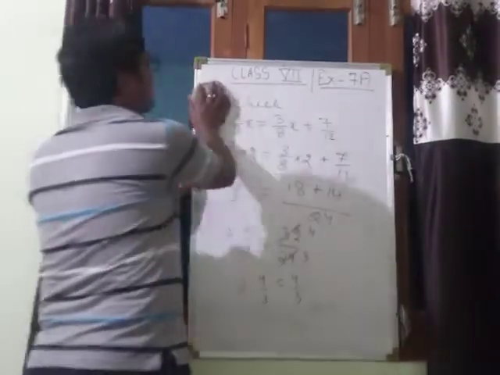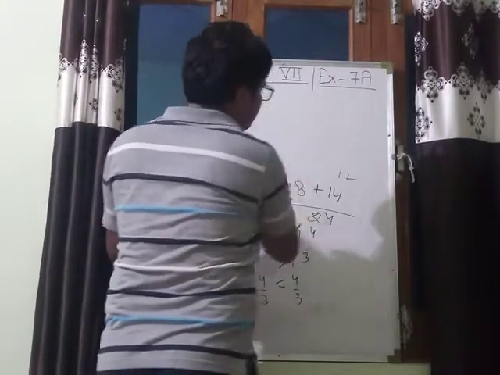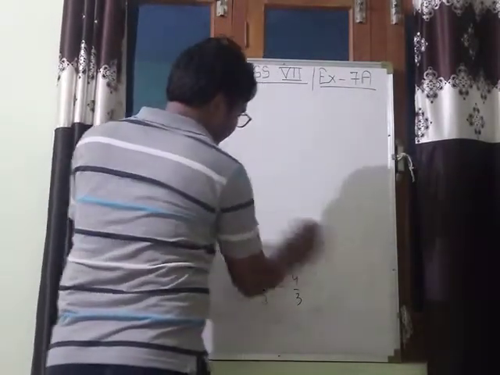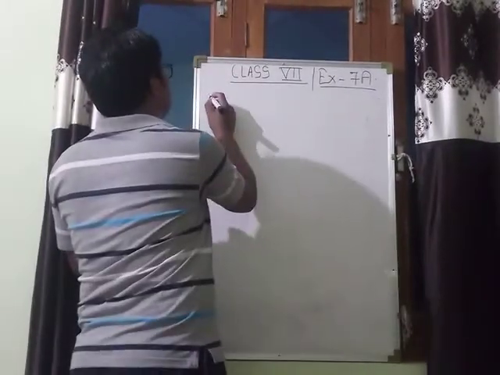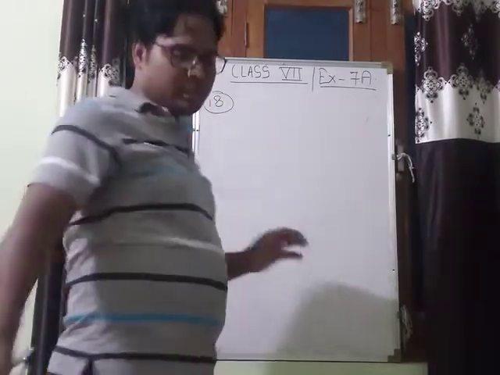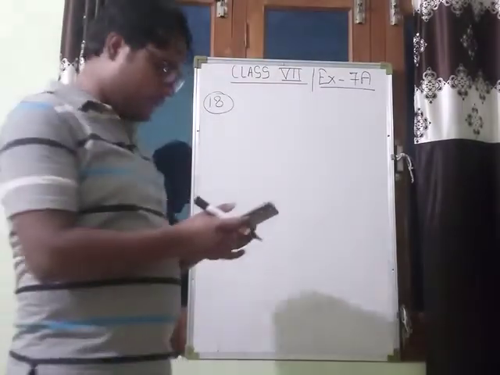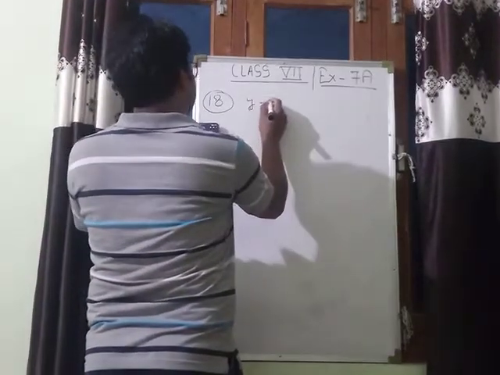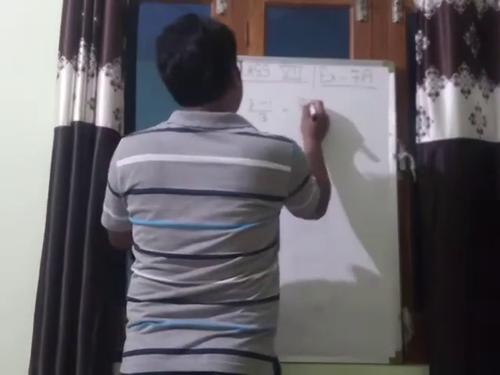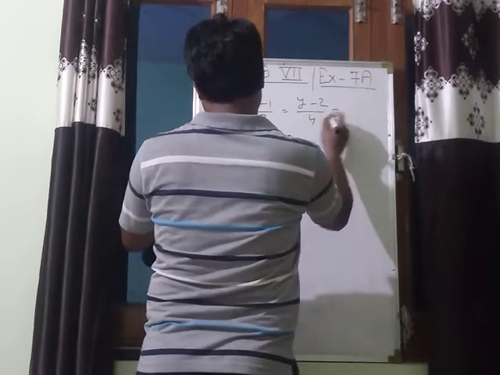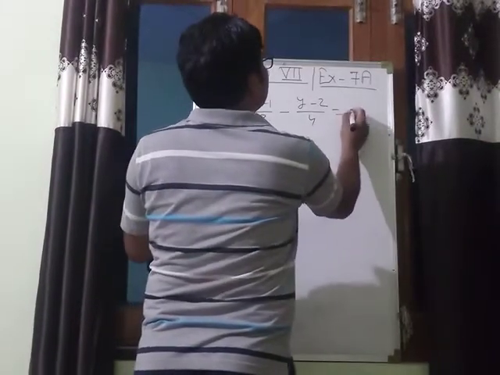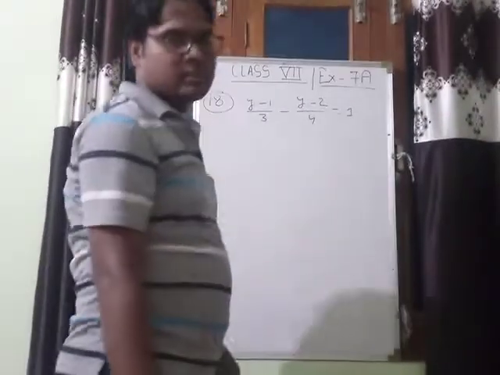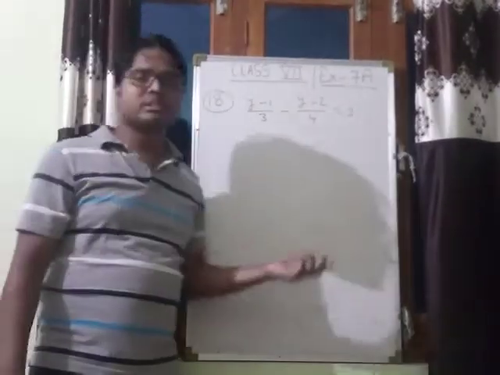18. Read everyone question number 18. Open your book and read question number 18. Question 18 is: solve y minus 1 upon 3 minus y minus 2 upon 4 equal to 1. We want to solve this equation, means we have to find the value of y which satisfies this equation.